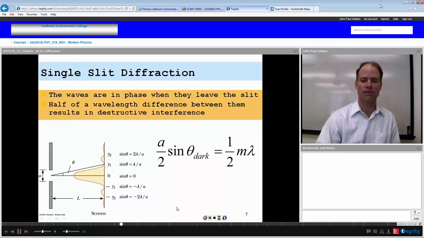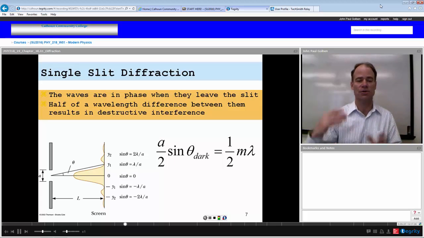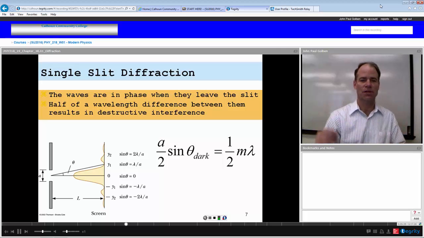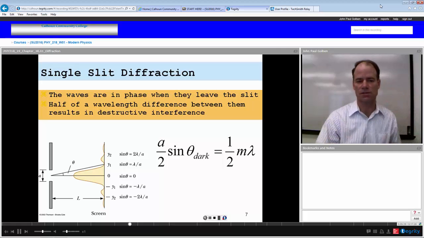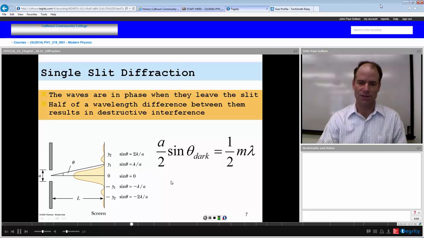So (a/2) sin θ will equal (1/2) m λ, where m is an integer, plus or minus 1, plus or minus 2, and so forth. Not 0, because we have a central maximum, but these are the points on either side of that central maximum which correspond to minima on either side. So the first one, plus or minus 1, and so forth and so on. This is from single slit interference. Half of the slit interfering with the other half.